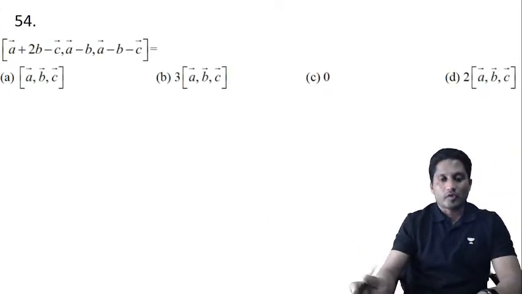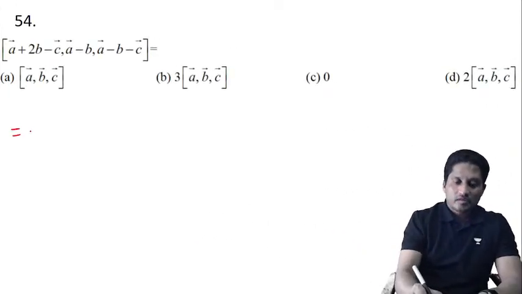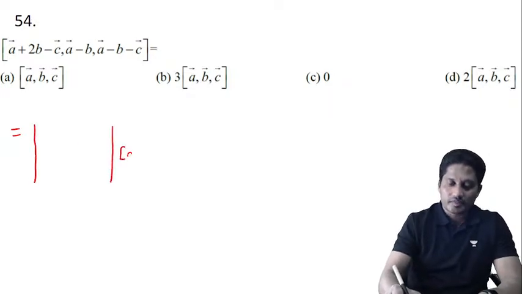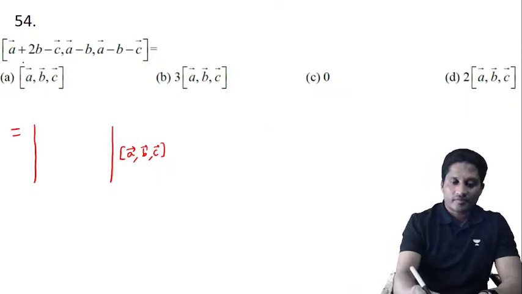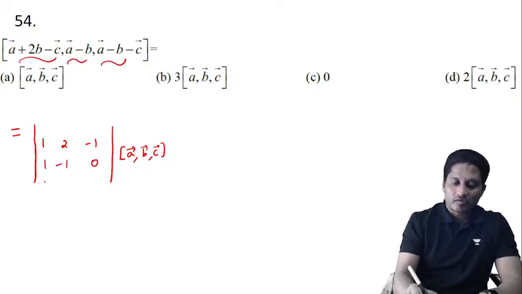Suppose I have a box problem like this, you take this as a determinant, into box of ABC. With comma or without comma, it is the same. STP, scalar triple product. If I take the first row, components are 1, 2 and minus 1. If I take the second row, this is 1, minus 1 and 0. If I take the third row, this is 1, minus 1 and minus 1.